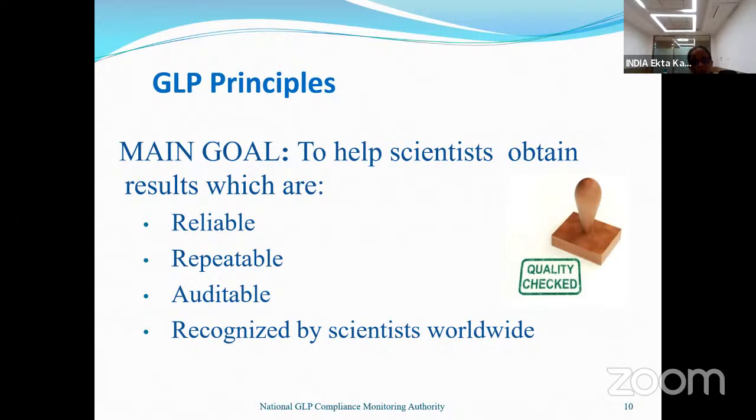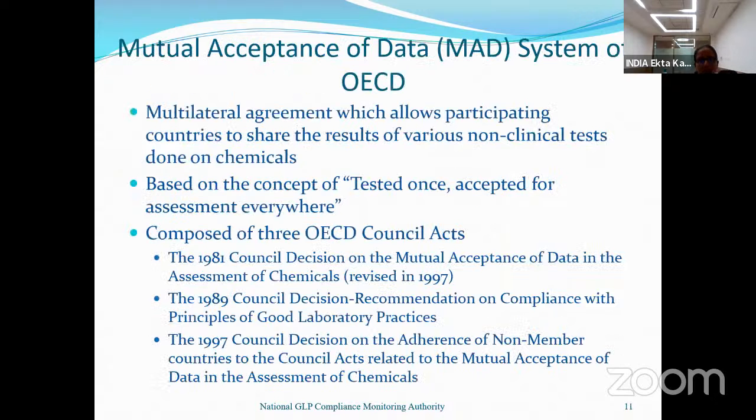The main goal of GLP principles is to help scientists obtain results which are reliable, repeatable, auditable, and recognized by society. That is, the quality and integrity of the studies conducted under the GLP system are ensured.